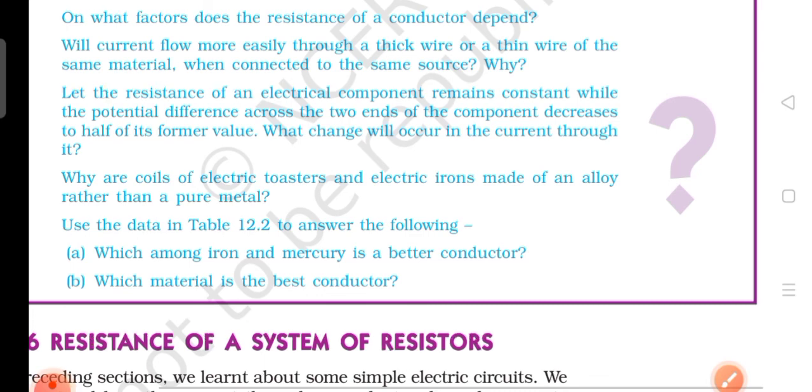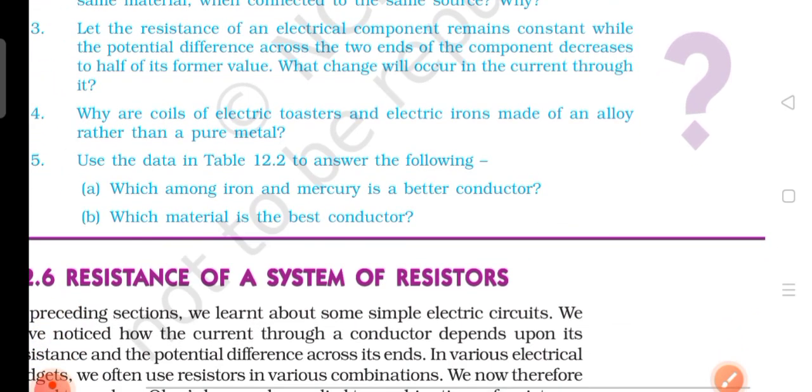Now next question, the fourth one. Why are the coils of electric toasters and electric irons made of an alloy rather than a pure metal? I just told you that the resistivity of an alloy is generally higher than that of its constituent metals. In that table I have told you, that will be the answer. Now use the data in table 12.2 to answer the following: which among iron and mercury is a better conductor, and which material is the best conductor?